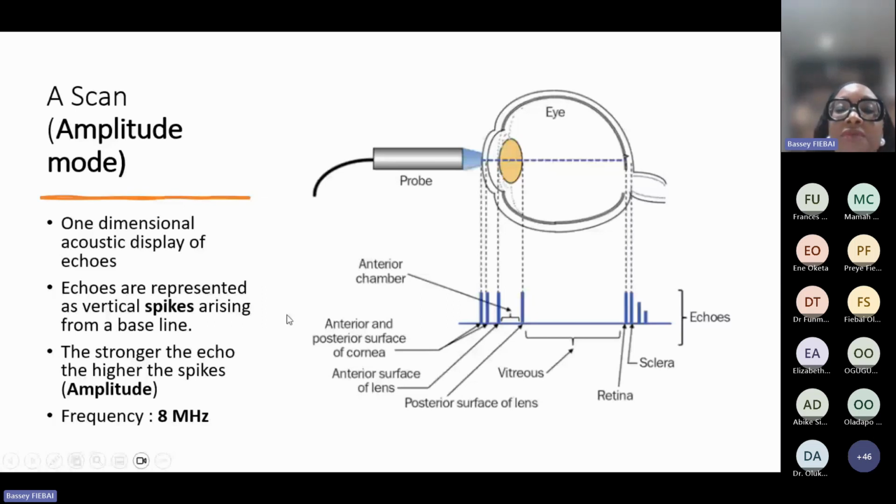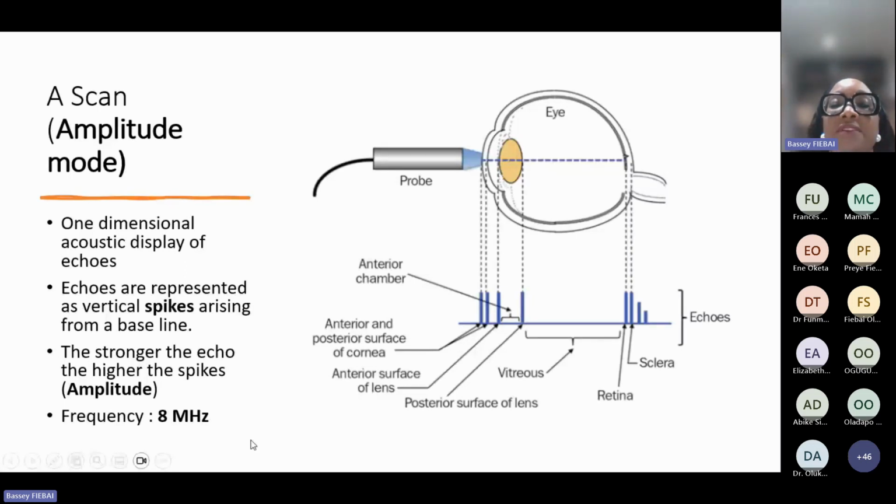And it is the height of these spikes, or the amplitude of these spikes, that you look at that tells you about the character of the lesion or the pathology that you're trying to study. A typical frequency for the A-scan is an 8 megahertz probe. So the frequency for the probe for A-scan is 8 megahertz.